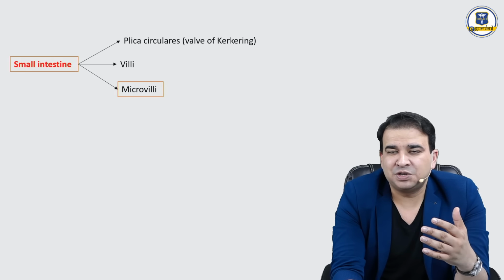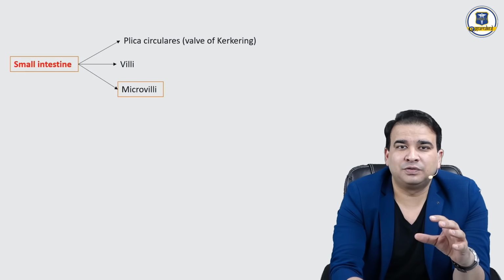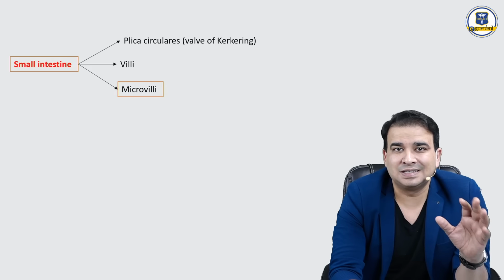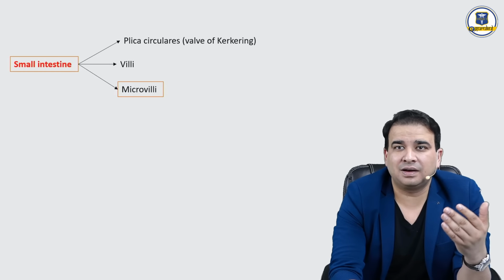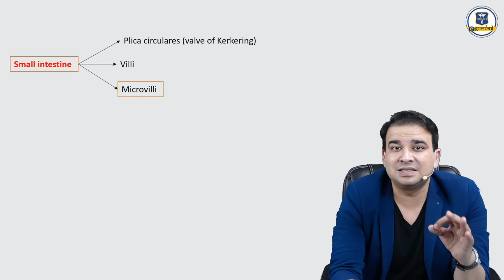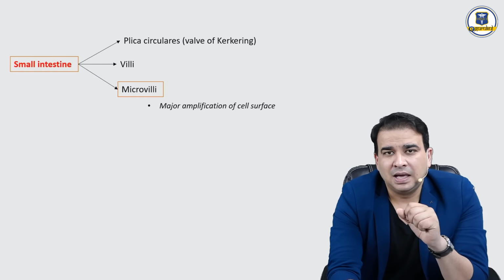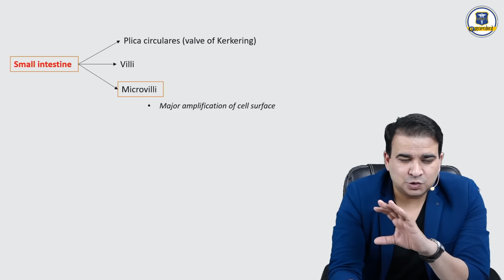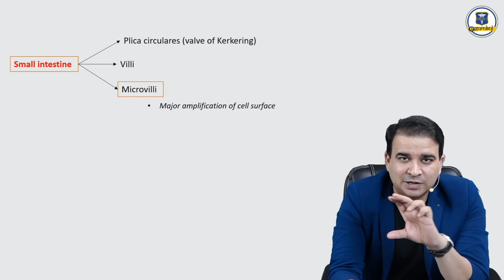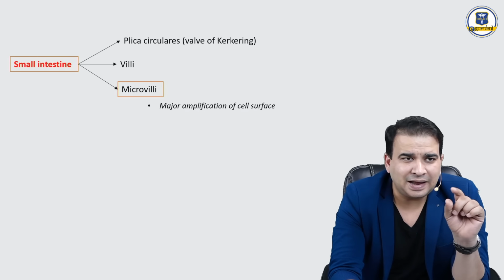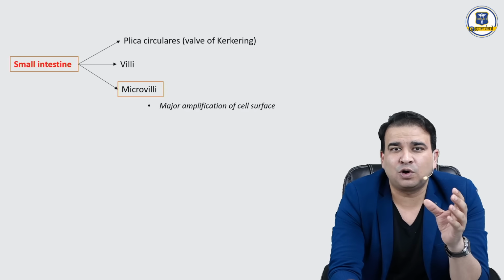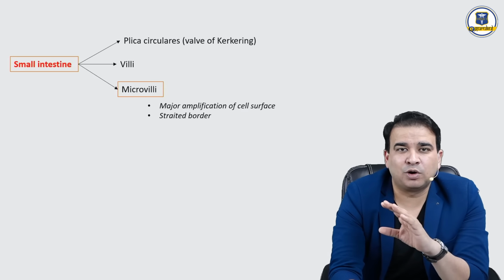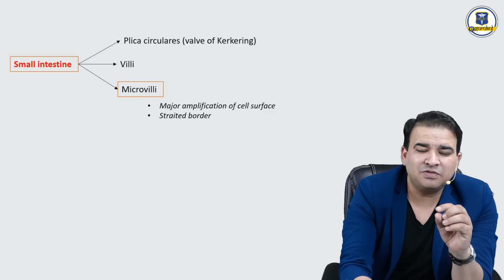So if the question is asked, is the major amplification of the small intestine surface done by the valve of Kerckring, the villi, or the microvilli? The answer is the microvilli. That's the main thing. And these microvilli give the tall columnar cells, or enterocytes, of the small intestine an appearance of striations. That's why we also call them columnar cells with a striated border. The striated border of the columnar cell is because of the presence of microvilli in them.